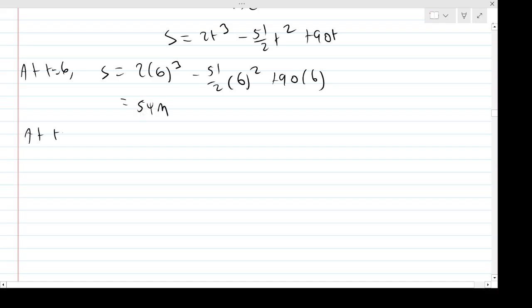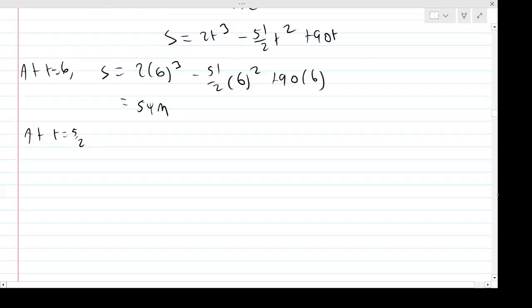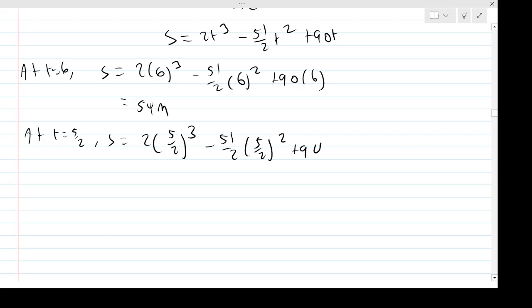And then when t is 5 over 2, yes, S is going to be 2 lots of (5 over 2) all cubed, minus 51 over 2 lots of (5 over 2) all squared, plus 90 lots of 5 over 2. And so if I put that in the calculator, I get 775 over 8 meters. Okay, right, and so there we are.